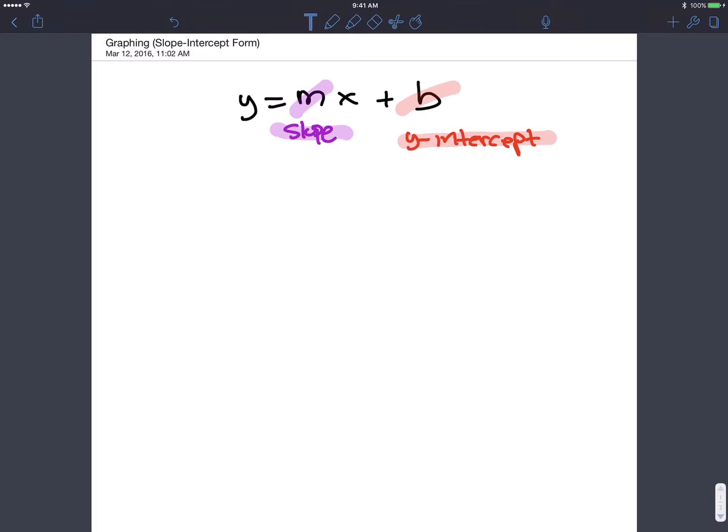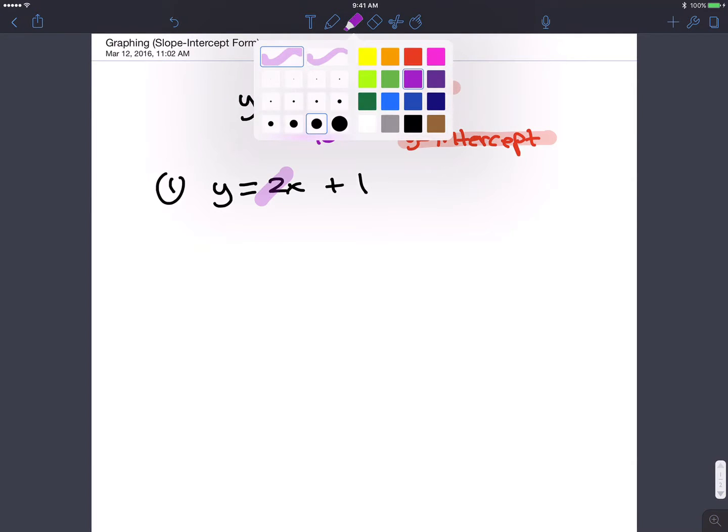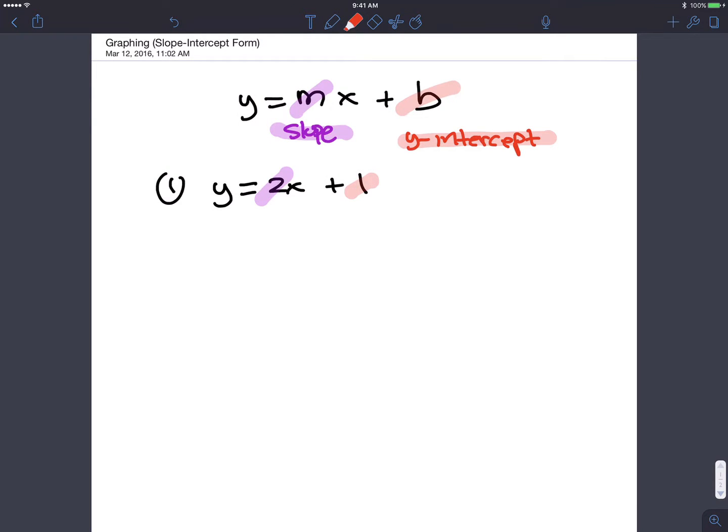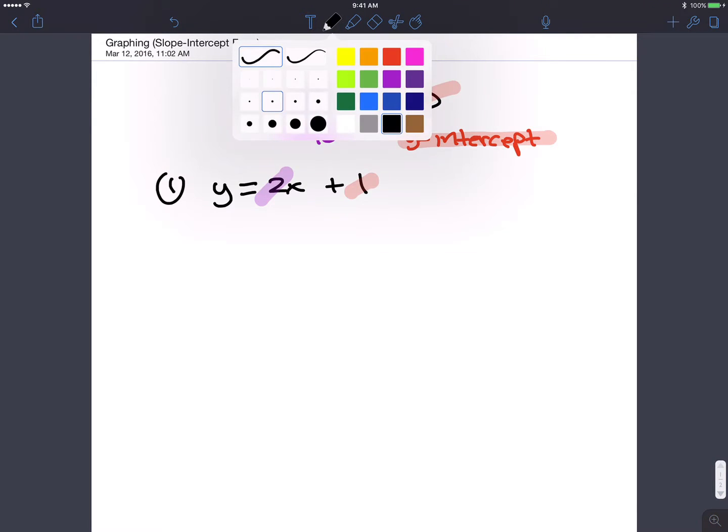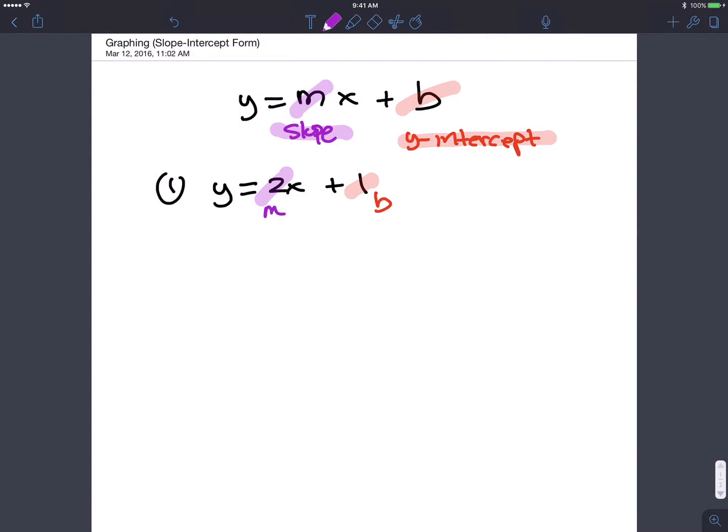So for number 1, we have y equals 2x plus 1. What this means is simply that the value 2, the number that's multiplied to x, is my slope. And the number added to the 2x is the y-intercept, meaning I'm adding a 1 there. So this is my b value, and the number multiplied to x is my m value.